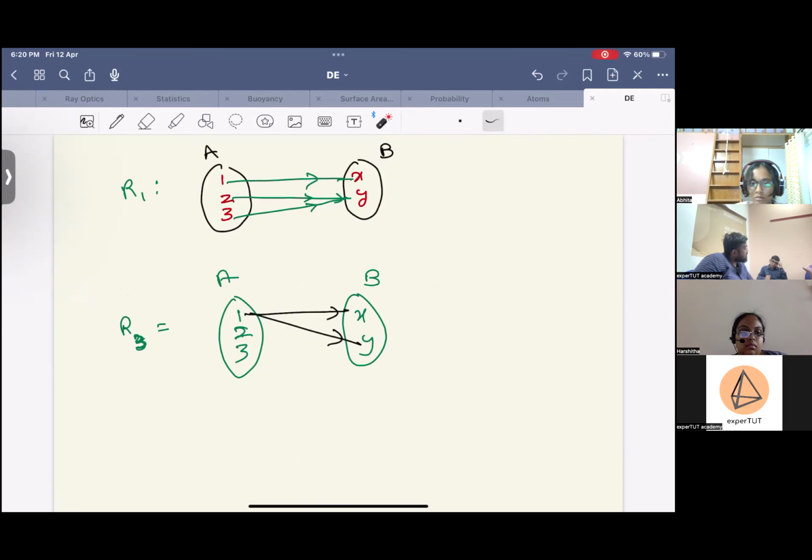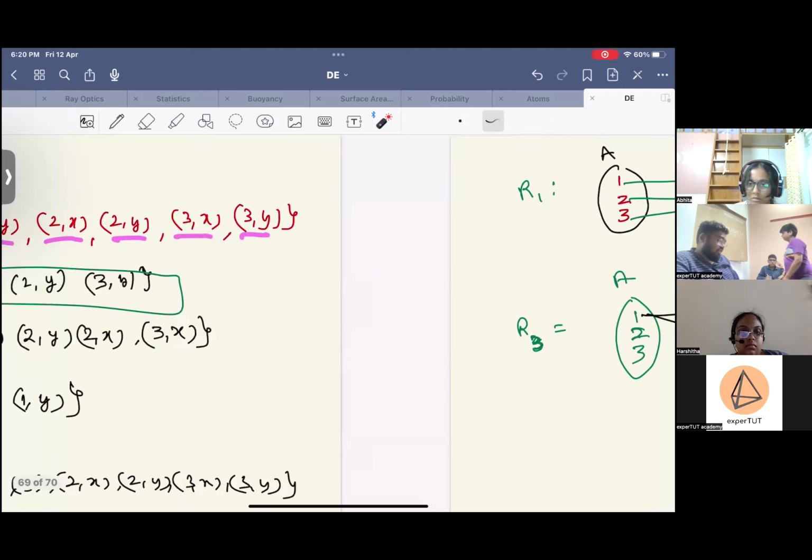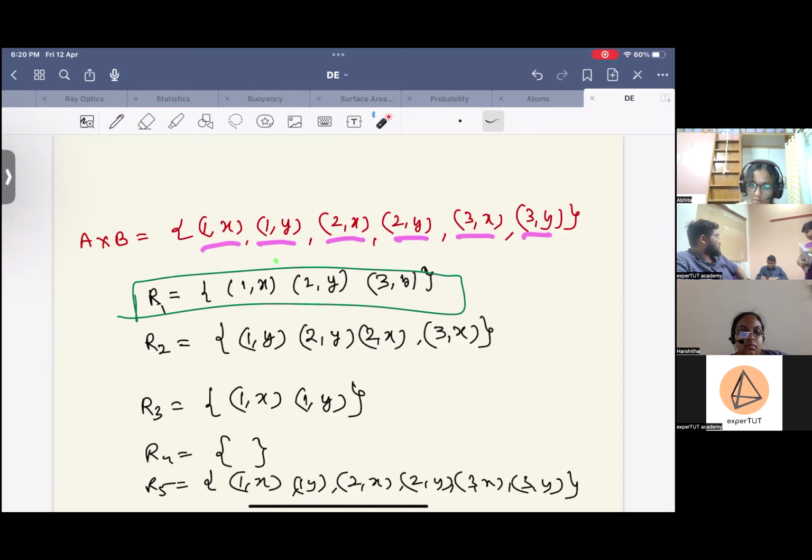B to A, correct. So first you have to write B cross A, and then you'll make B on the left and A on the right. Understood? Okay. Please draw all R1 to R5, and then show me.